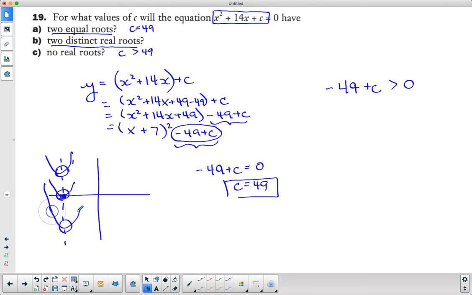And if I move it down, then it's eventually going to cross the x-axis in two spots. So if negative 49 plus c is negative, less than 0, then it's going to have two distinct roots, crossing the x-axis twice. How do I keep this a negative number? Well, as long as c is less than 49. If it was 48, negative 49 plus 48 is negative 1, making it a negative answer. So anything where c is less than 49, not 99, 49, is going to give us two distinct roots.